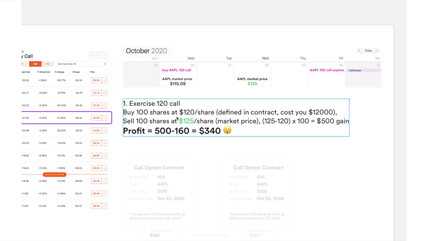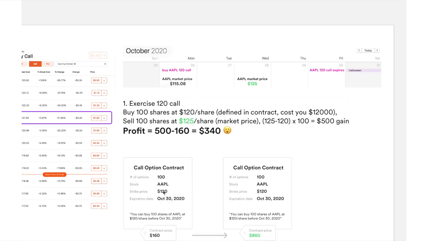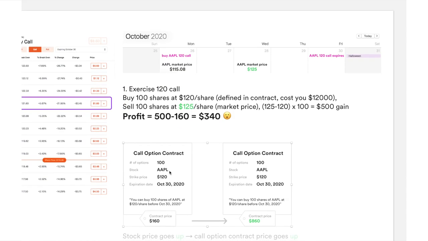So you exercise it, you buy 100 shares at 120, which is defined in the contract, it's the strike price, and then you can sell these 100 shares right away at the market price 125 and you profit the difference. So your net profit will be the 500 that you gain from that minus the $160 you paid for the option contract in the first place. So your net profit will be $340, okay?